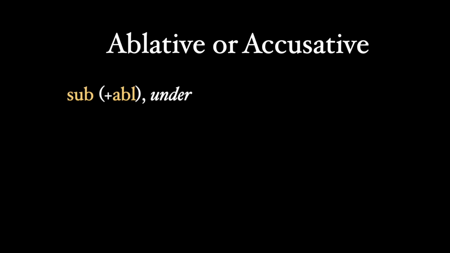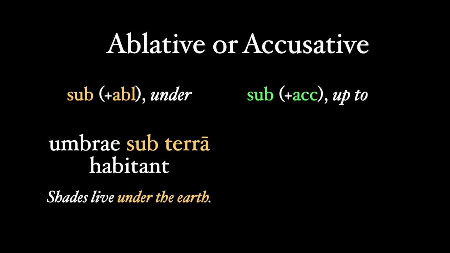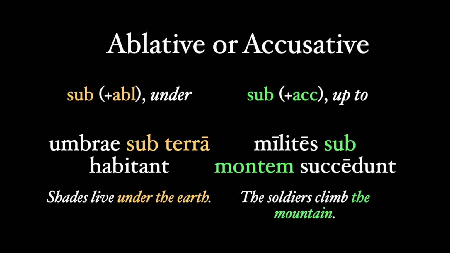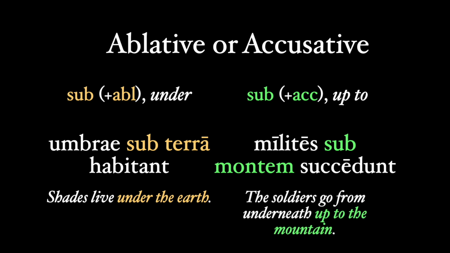Also, sub, when it takes the ablative case, means under, but when it takes the accusative case, means up to, in the sense of approaching something from a place that's below where you're going. Umbrae sub terra habitant. Shades live under the earth, but milites sub montem succedunt. The soldiers climb the mountain, or literally the soldiers go from underneath up to the mountain.